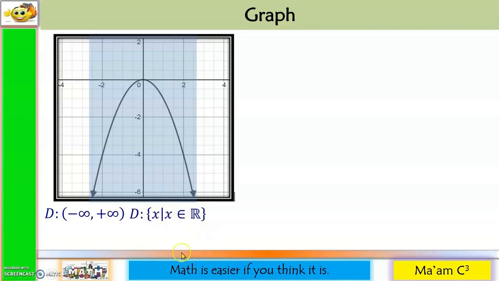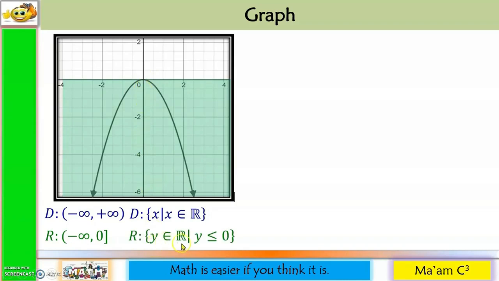Now for the range, we color from the minimum going to the maximum point. So since this has no end, it came from negative infinity up to, look at your y, up to 0. So negative infinity to 0. For the set builder notation, that would be values of y that is less than 0. So y is an element of real numbers such that y is less than or equal to 0. There is or equal because this is not open. So that is included. Another one.